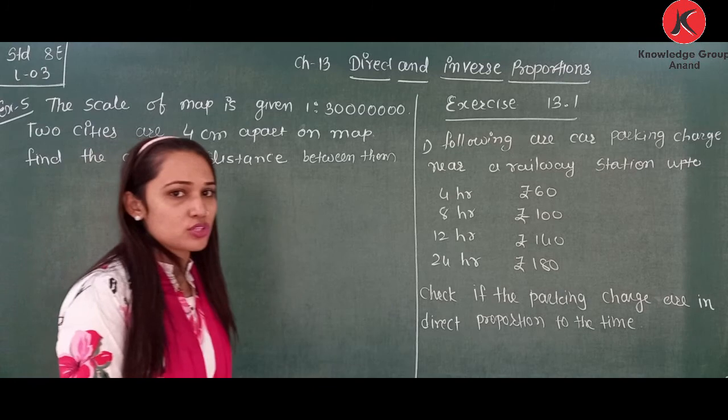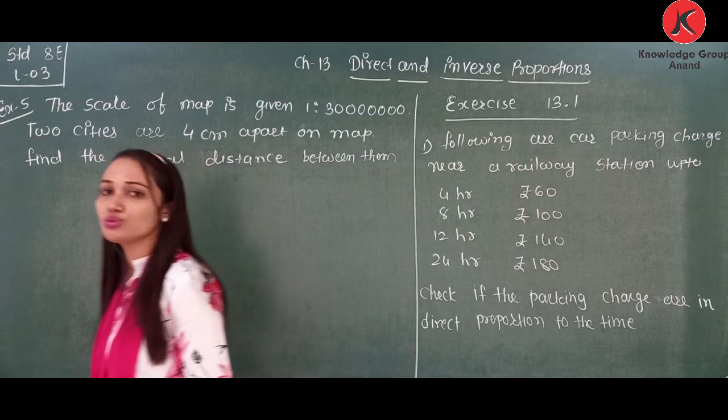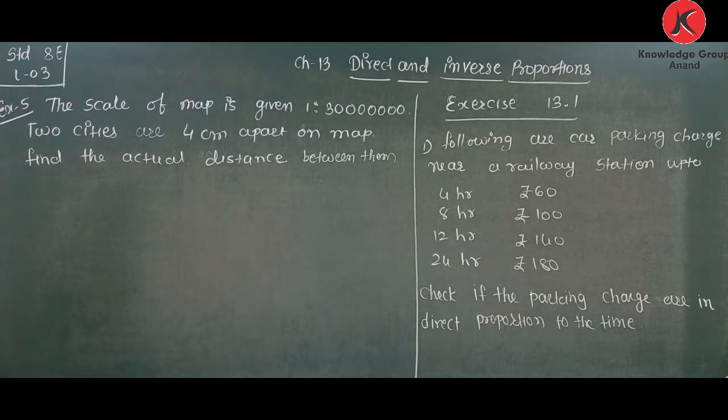The equation for direct proportion is x1 divided by y1 is equal to x2 divided by y2. You can consider a and b as variables. a1 divided by b1 is equal to a2 divided by b2. Then it is also correct.